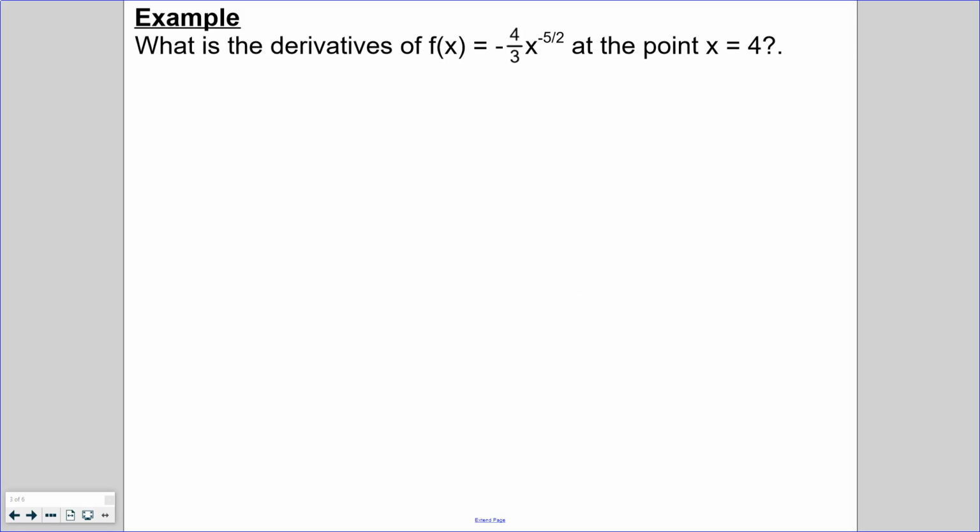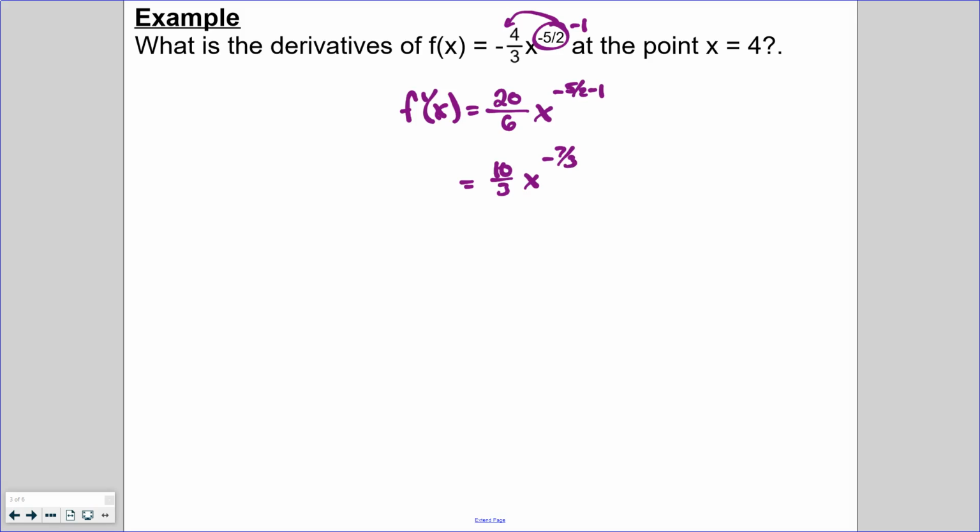All right, so next up, we're being asked to find the derivative at a specific point. So what is the derivative of f of x equals negative 4/3 x to the negative 5/2 at the point x equals 4? All right, so first we're going to need to come in and find the derivative. So to take the derivative, we're going to take the exponent, multiply it by the coefficient, and subtract 1. So therefore, f prime of x is going to be negative times negative is positive, 4 times 5 is 20, 3 times 2 is 6, x to the negative 5/2 minus 1. Which we can simplify to be 10/3 x to the negative 7/3.